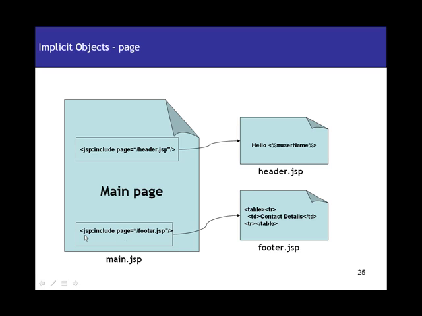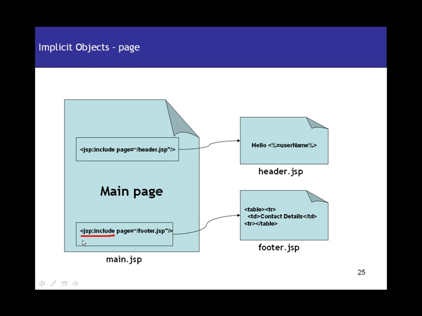And here I'm using JSP include action to add the header and footer pages in my main page. So we are going to see what the different JSP actions we have in the future slides. But now just make a note that you can use JSP include action to include a different JSP page in your JSP page.